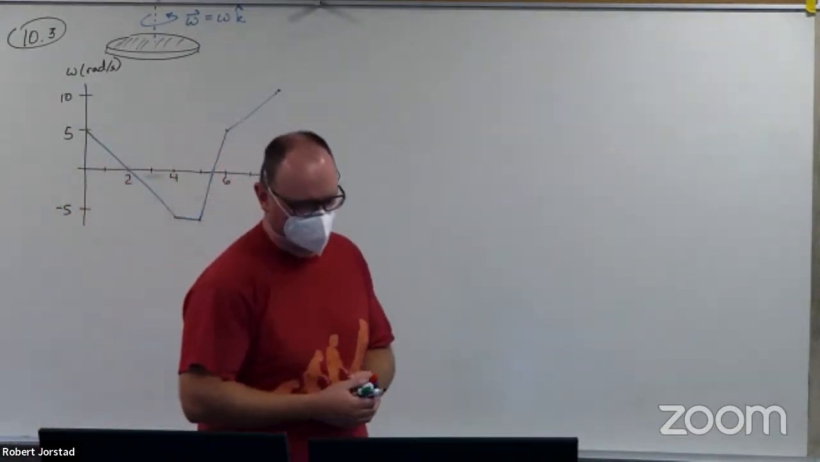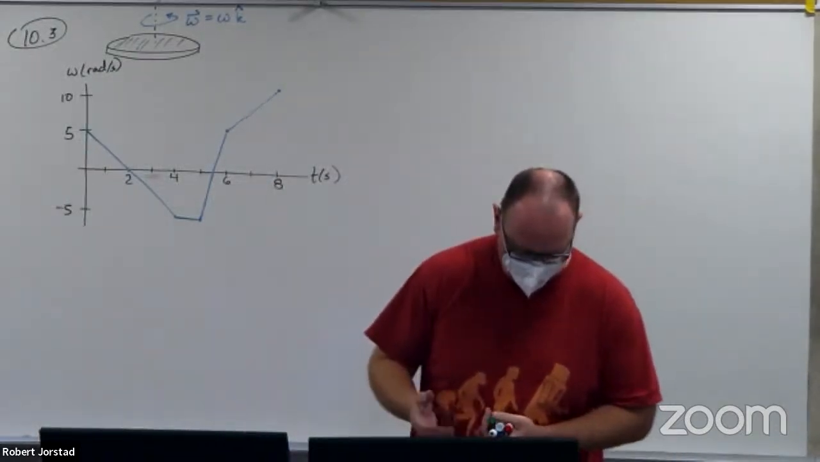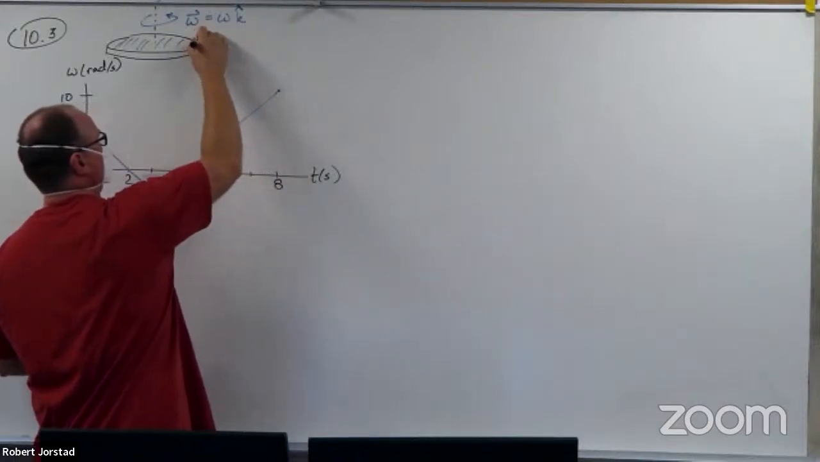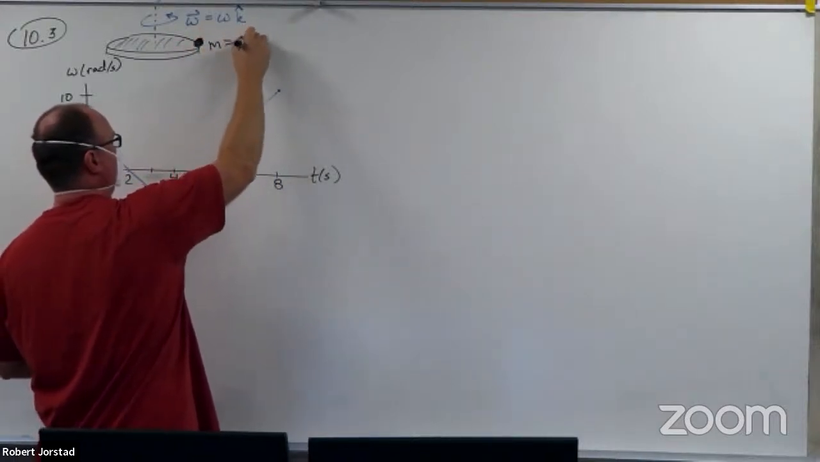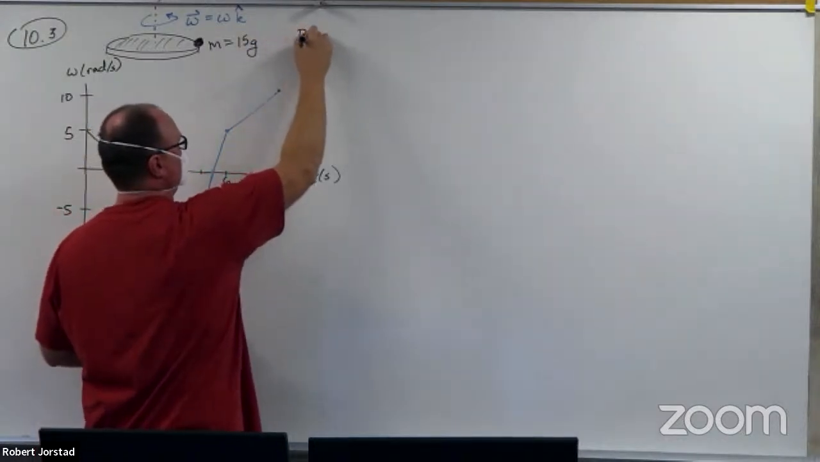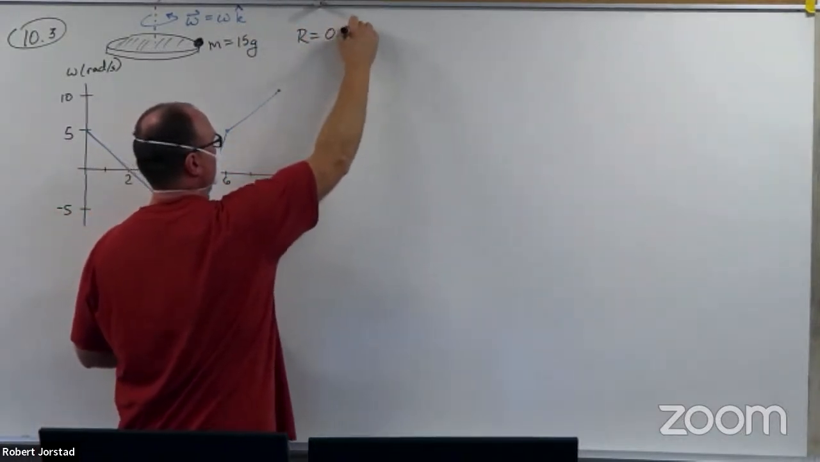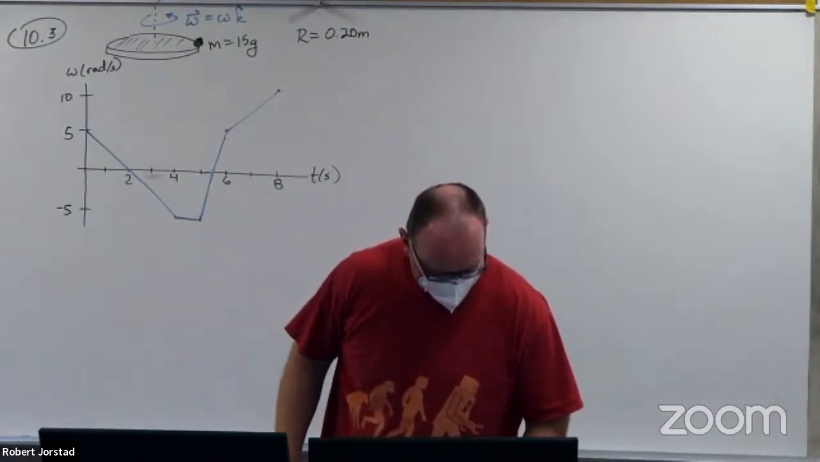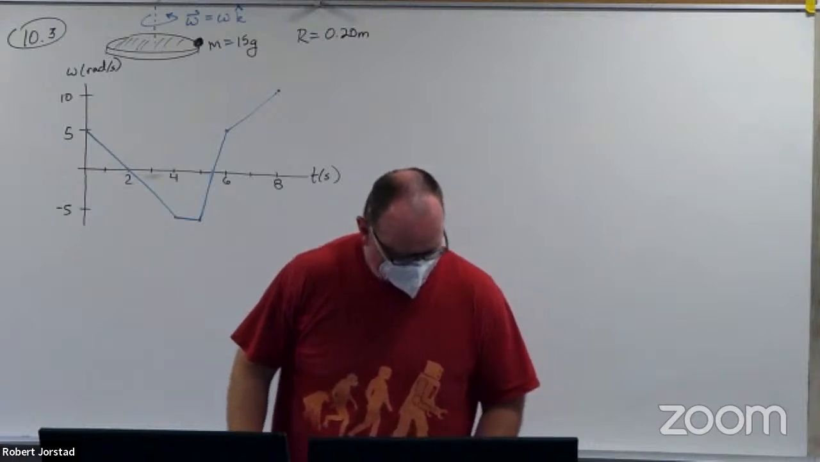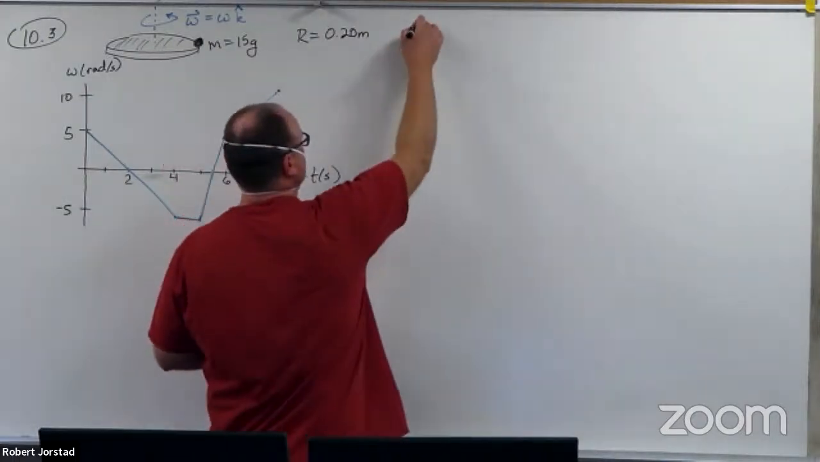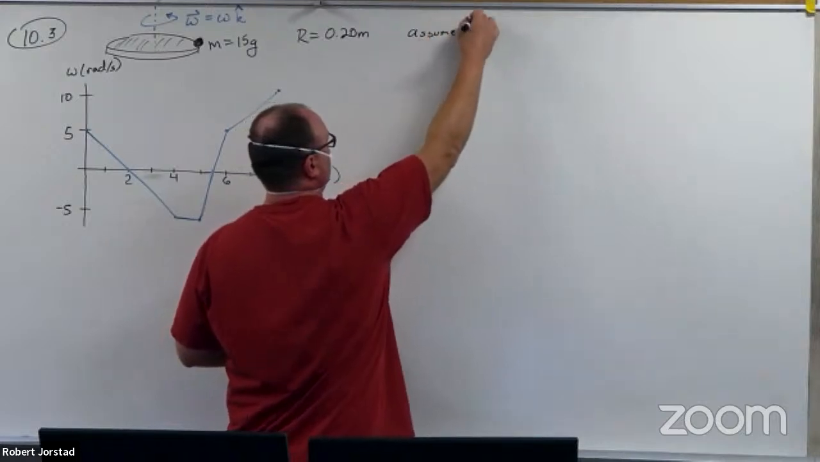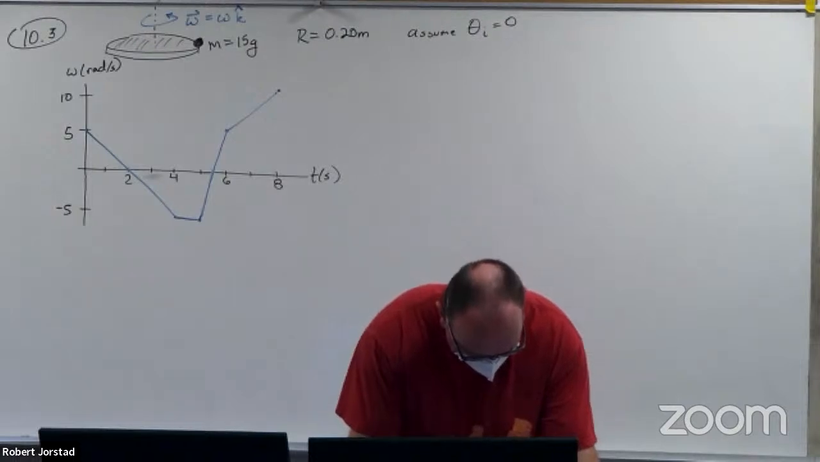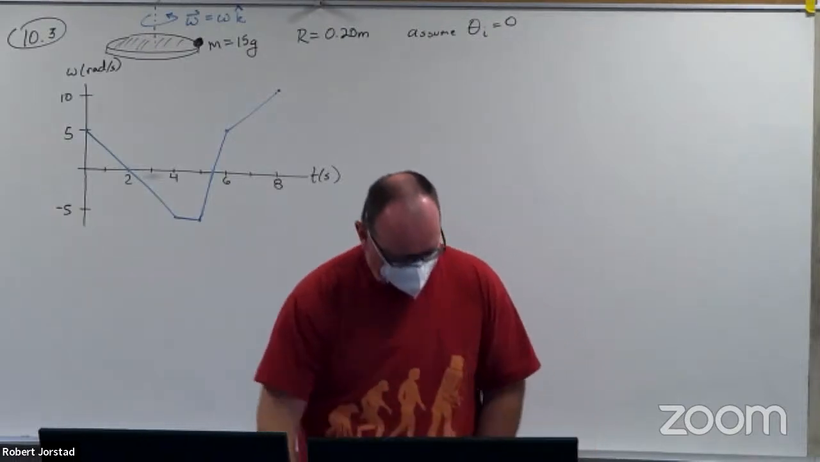All right, let's read part A. Oh, and we've got the radius. And there's a point mass superglued here. So this mass is 15 grams, and the radius is 0.20 meters. Let's not worry about sig figs on this problem. It says assume beta initial equals 0. Anything else in the problem statement that might be useful? That's it.